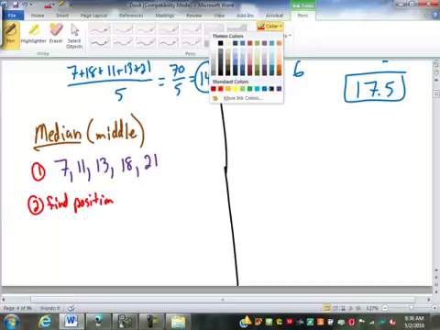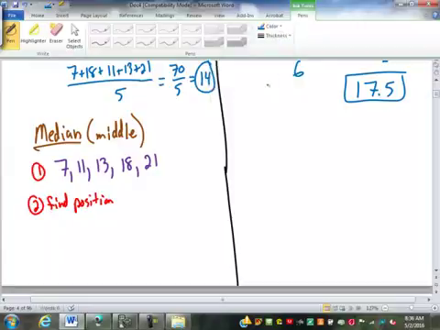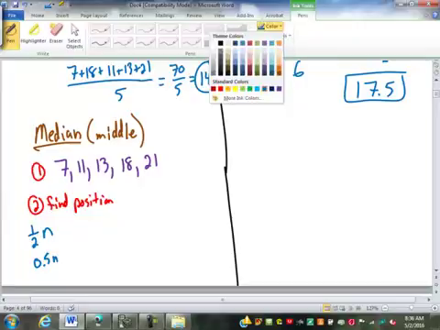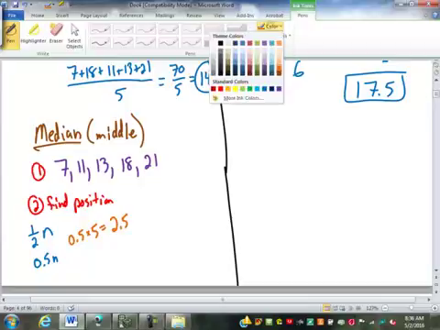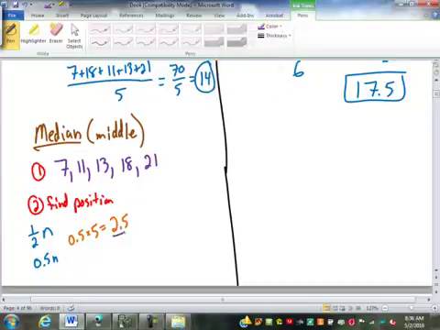So what we're actually going to do is calculate how many numbers must be smaller than the median. What we do there is take 1/2 times n, or 0.5 times n, whichever is easiest for you. In this case, I'm going to do 0.5 times 5, because n is 5, right? That gives us 2.5. What this is telling us is that there's 2.5 numbers in this list smaller than our median.